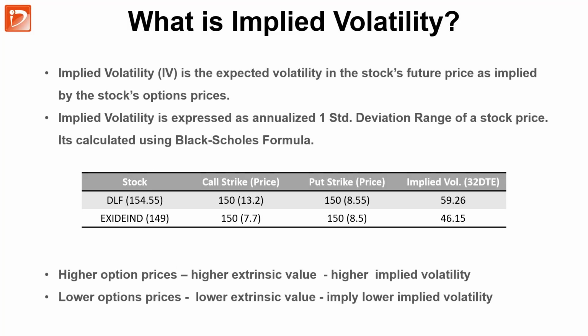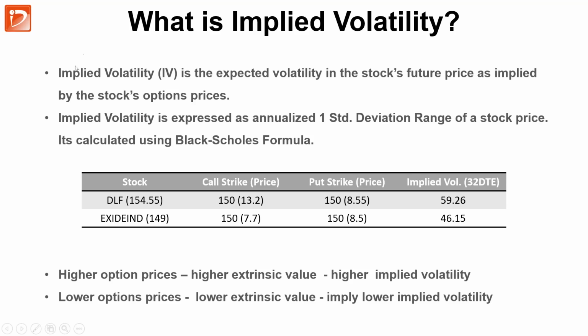So what is implied volatility? Implied volatility is the expected volatility in the stock's future price as implied by the stock's option prices. That is why it's called implied volatility, because it is implied by options prices. It is expressed as an annualized one standard deviation range of a stock price, and it is calculated using the Black-Scholes formula.